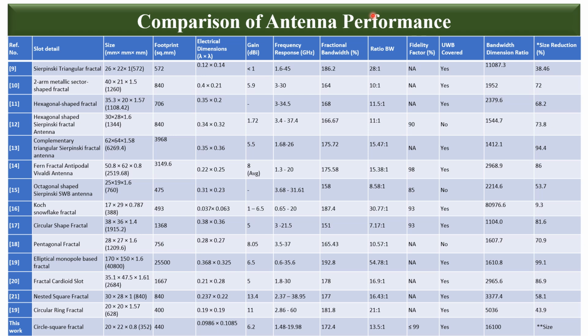Performance comparison of the proposed antenna with other existing work with respect to size, bandwidth dimension ratio, size reduction, etc. Here, it is observed that the proposed antenna produces a larger bandwidth dimension ratio of about 16,100, and size reduction ranges from 9.3% to 99.1%, and as the ratio bandwidth exceeds 10 to 1, it can be used as a super wideband antenna, and it also covers the UWB band.